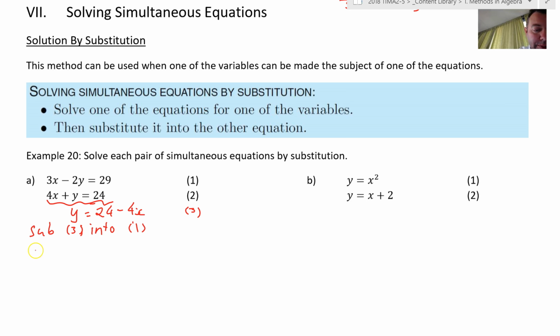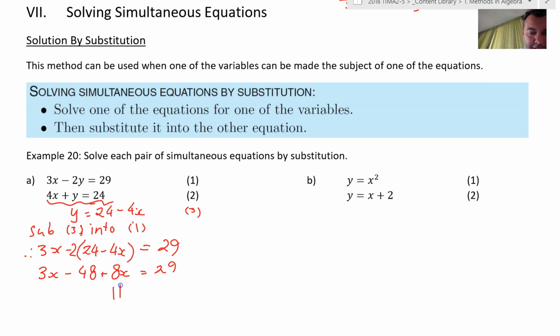Right, when I do that, I get, therefore, 3x minus, now I'm going to put brackets here, instead of saying minus 2 times y, I say 24 minus 4x. Okay, that's instead of the y equals 29. Now I'm going to expand that out. 3x minus 48 plus 8x equals 29.